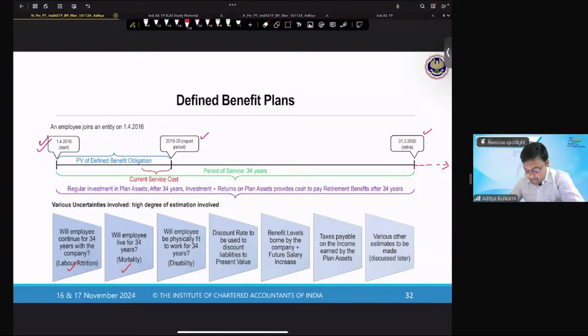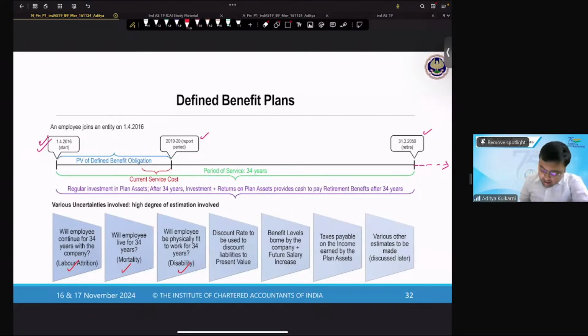Another uncertainty. Will the employee be physically fit to serve during these 34 years? He may lose his hearing, he may lose his sight, or some physical challenges may come. He may have a broken hand or a broken leg or something, anything can happen in 34 years. So we call it disability.